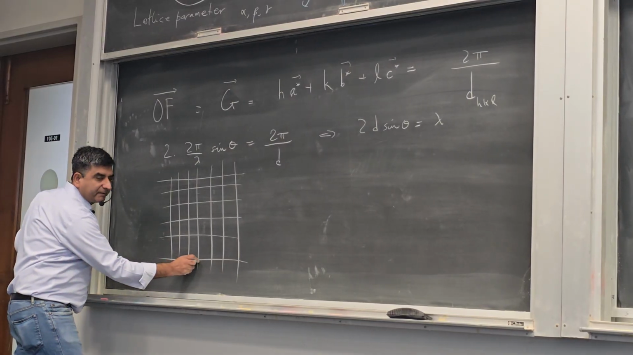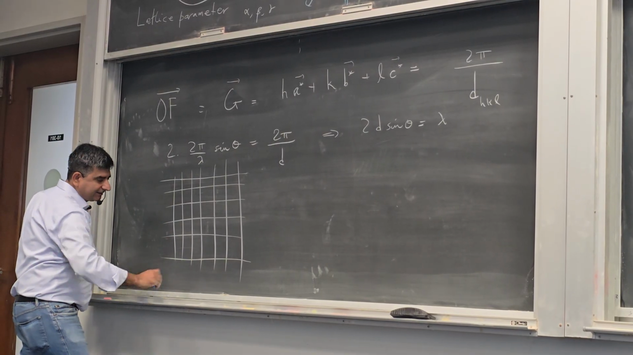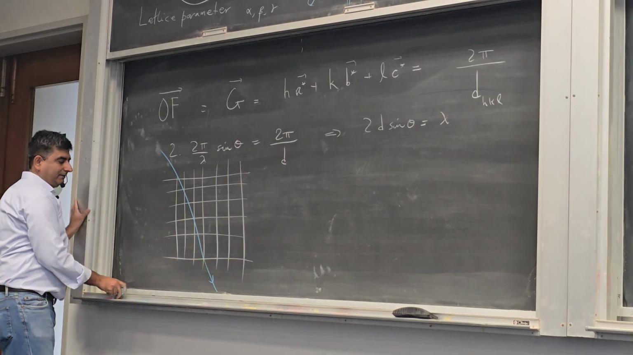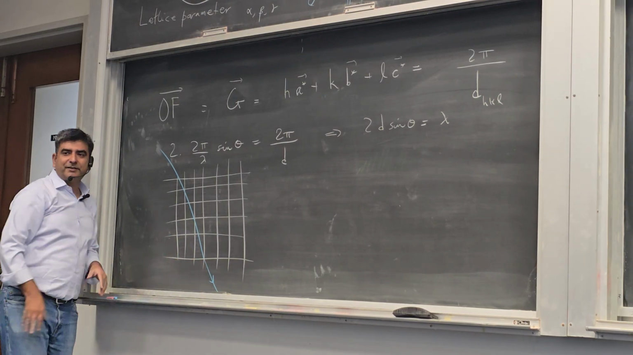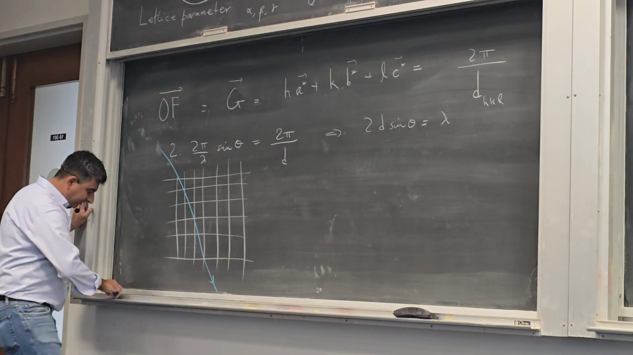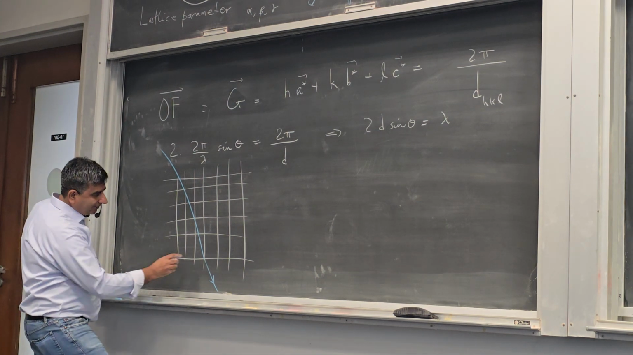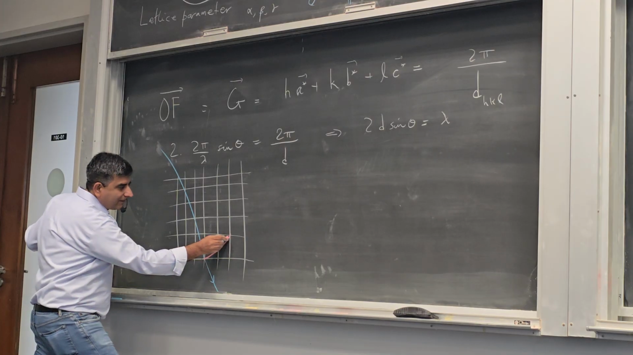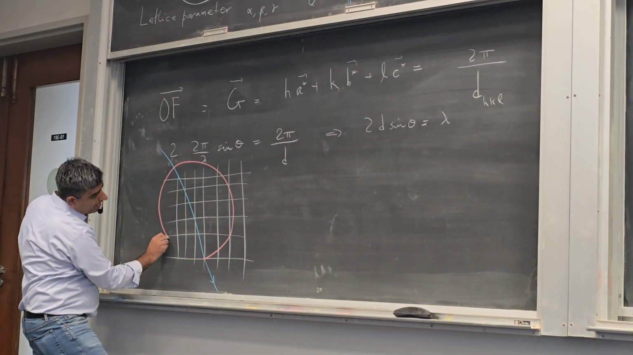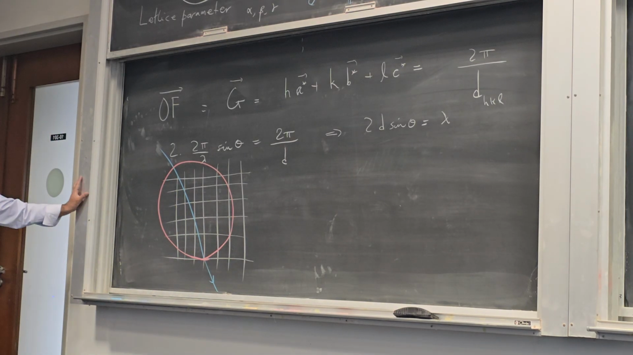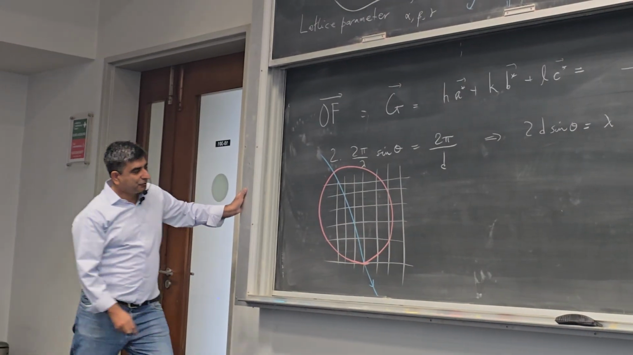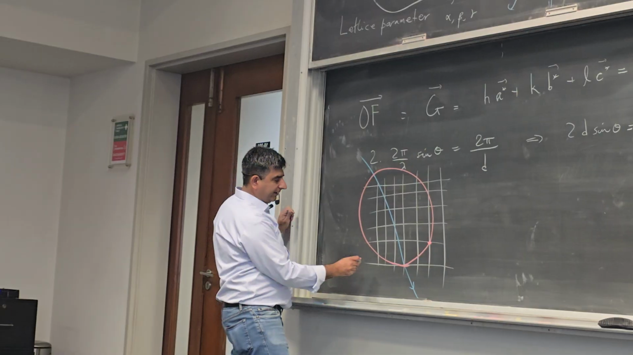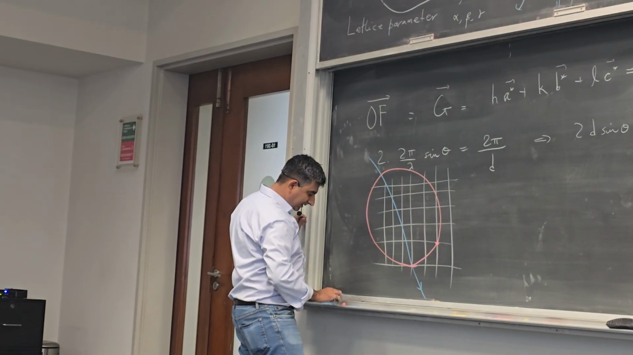So suppose this is my pivot and this is the direction of X-rays. Now I rotate the crystal and my circle was somewhere like this, right? This is my initial construction. So there is an intersection here and probably somewhere else as well.